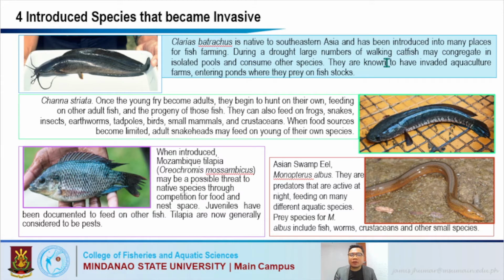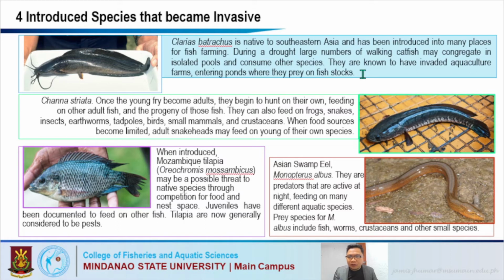During the drought, large numbers of walking catfish may congregate in isolated pools and consume other species. They are known to have invaded aquaculture farms, entering ponds where they prey on the fish stocks. So basically, because of their pointed pelvic fins, they could walk in dry environments, and they could also invade ponds by digging and entering the ponds and eating the cultivated species in your aquaculture ponds.